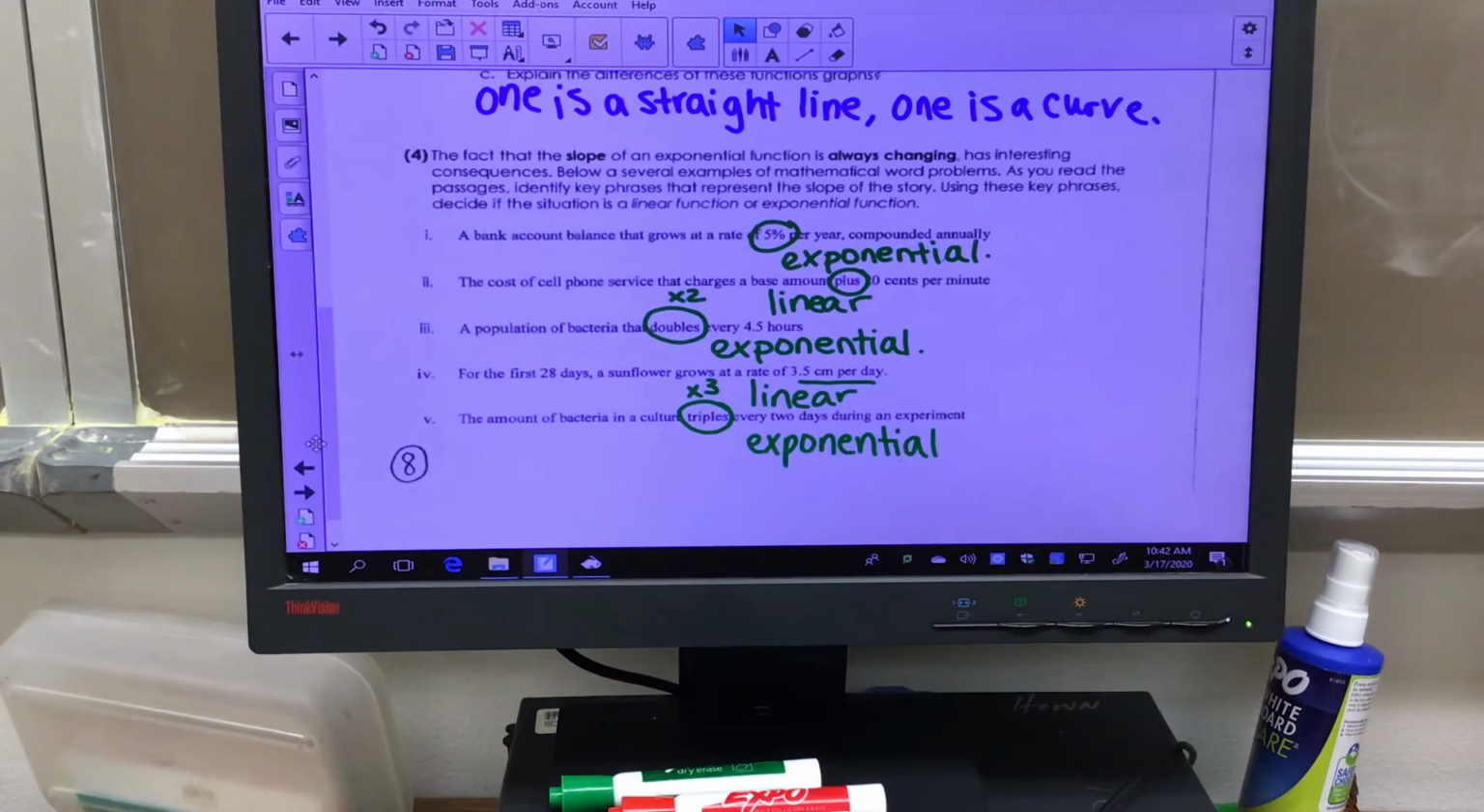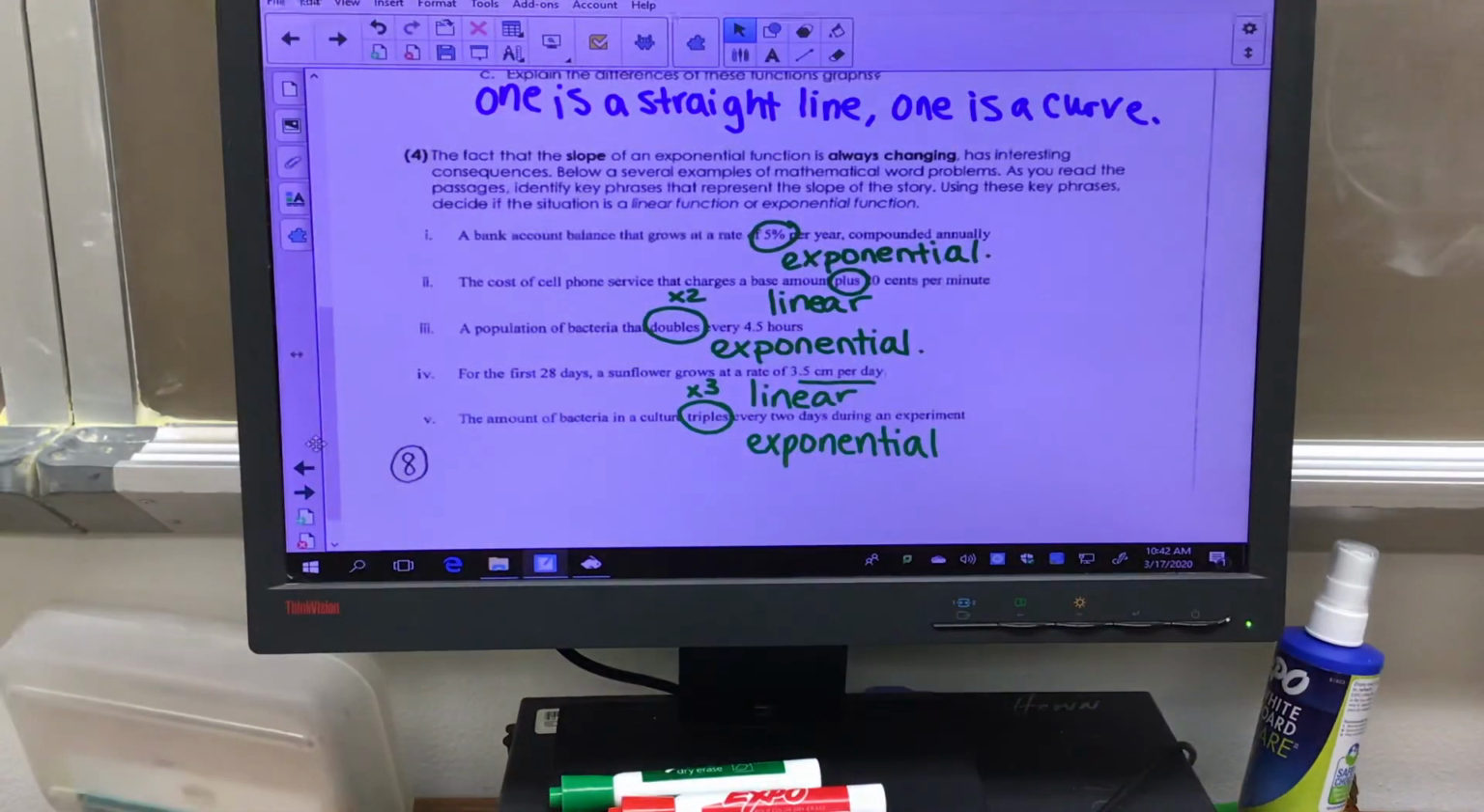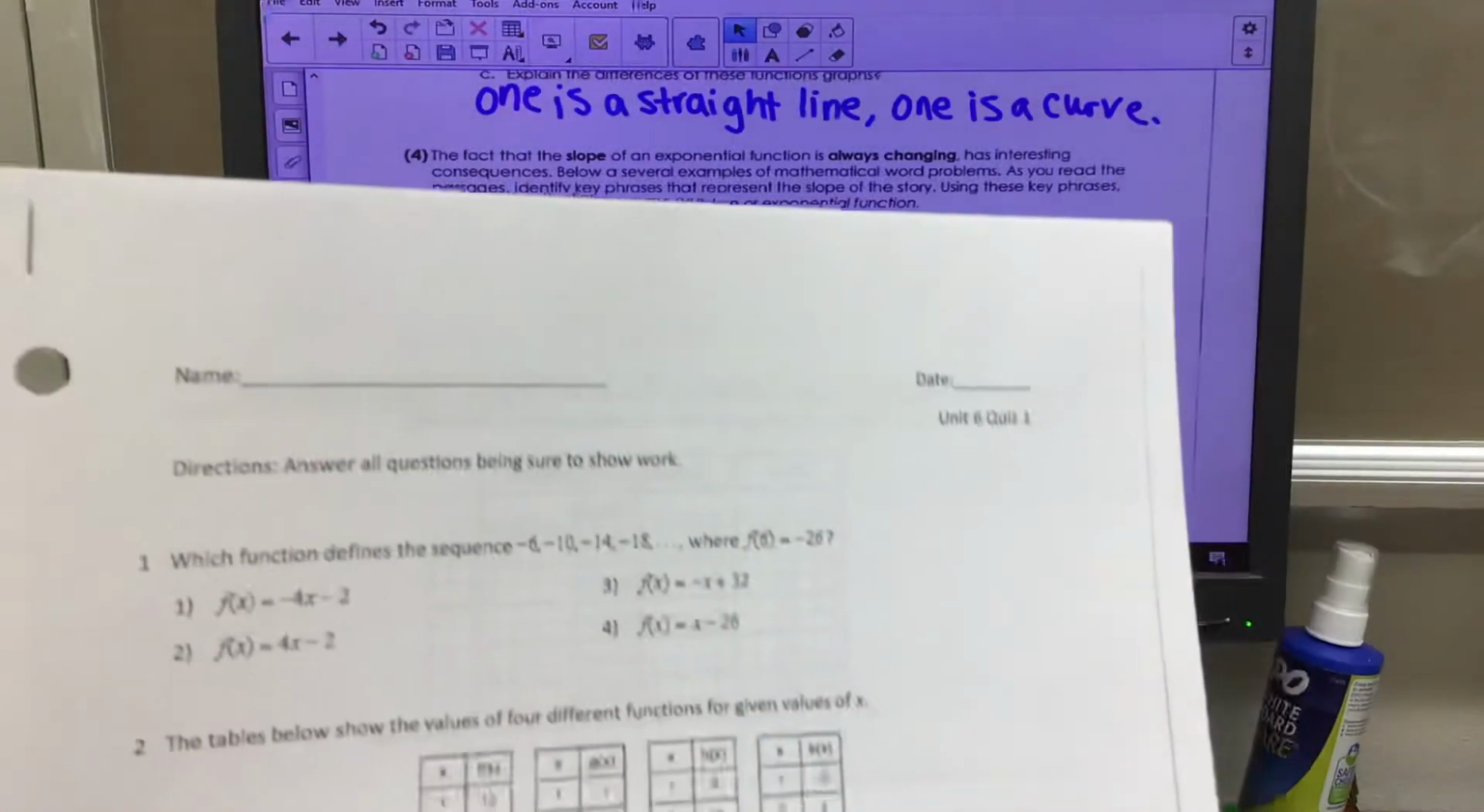If you need to, you can pause the video. Otherwise, you have 2 things you need to do with this assignment. You have your homework page, and also at this point, you are able to answer these quiz questions for quiz 1.